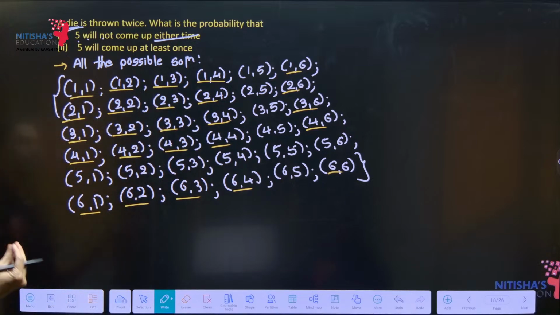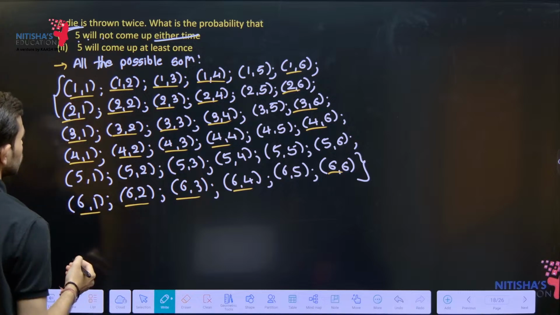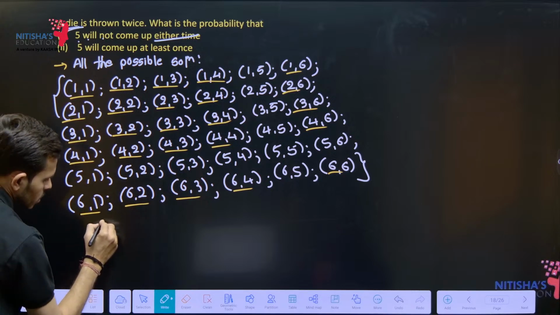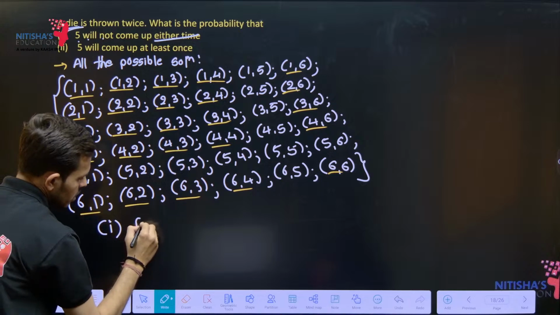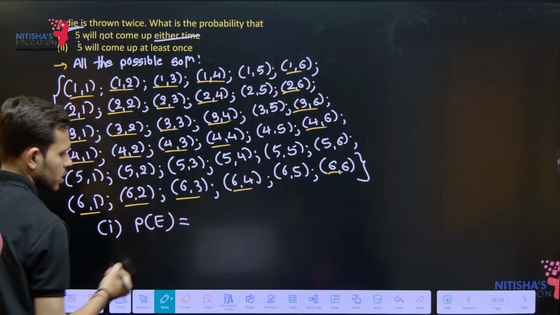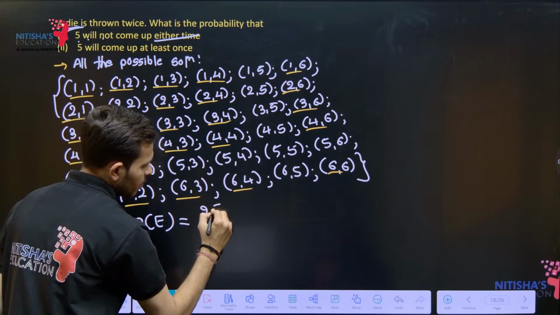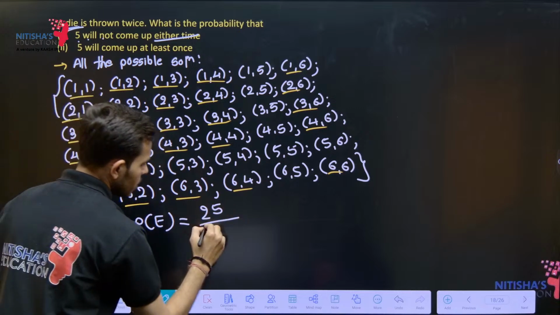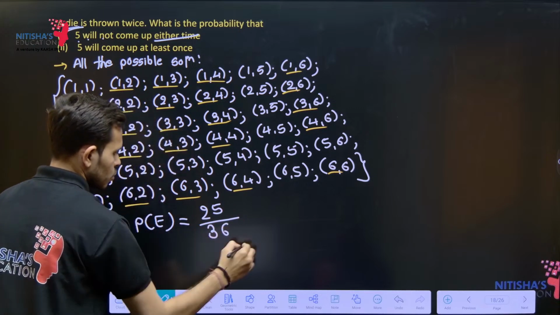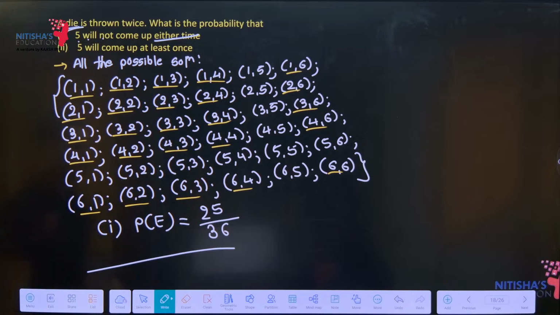5 will not come either time. So ऐसे टोटल रिजल्ट कितना है, 25. So अगर हम फर्स्ट इवेंट की प्रोबेबिलिटी फाइंड आउट करें तो फेवरेबल रिजल्ट है हमारे 25 और टोटल रिजल्ट है मेरे पास 36. तो ये हो गई मेरी प्रोबेबिलिटी फर्स्ट क्वेश्चन की.